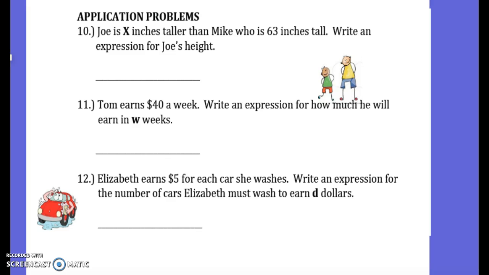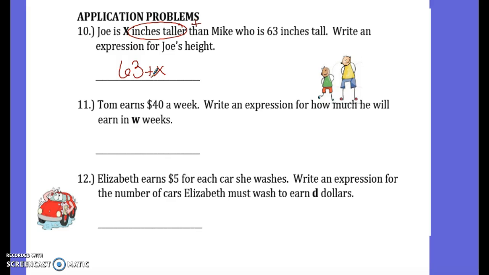Okay, let's apply it. Joe is x inches taller than Mike, who is 63 inches tall. Write an expression for Joe's height. Well, he's x inches taller, so that would be addition. So he's 63 plus x. Tom earns $40 a week. Write an expression for how much he will earn in W weeks.